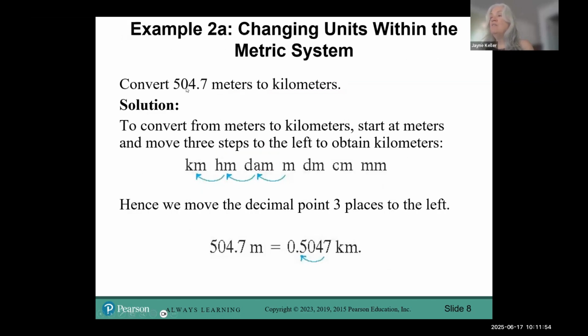So for example, 504.7 meters, from meters to kilometers, there's 1,000 meters in a kilometer. A kilometer is a bigger unit of measure. So that means there's going to be less of them. So I move my decimal point 1, 2, 3 places. So it started out here. To get it 3 places over, it's going to become 0.5047, or about half a kilometer. Makes sense, right? If 1,000 meters is a kilometer, then 500-ish meters should be half a kilometer.